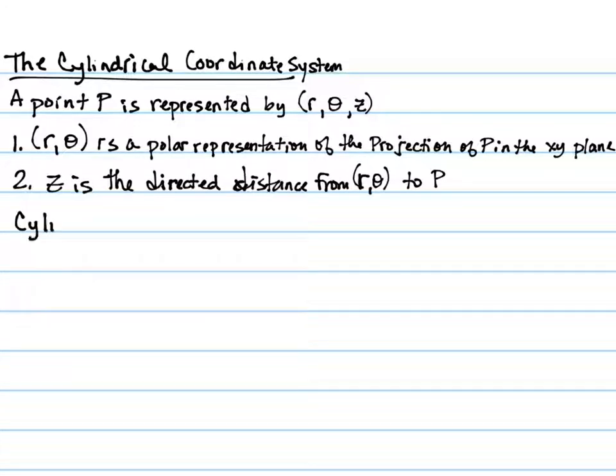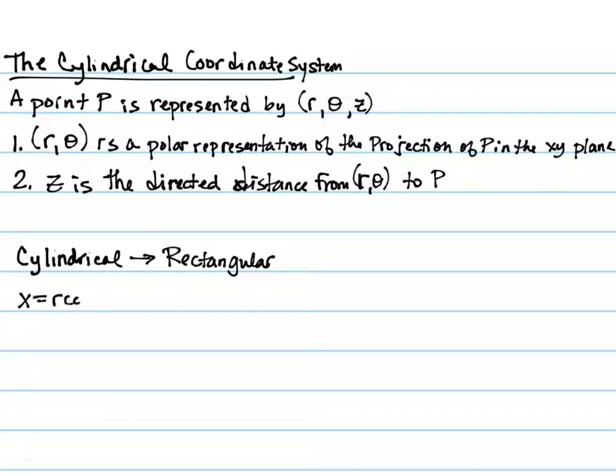So when we're going from cylindrical to rectangular, we have x equals r cosine theta, y equals r sine theta. All of that's exactly the same. And z is z. It's exciting, right?